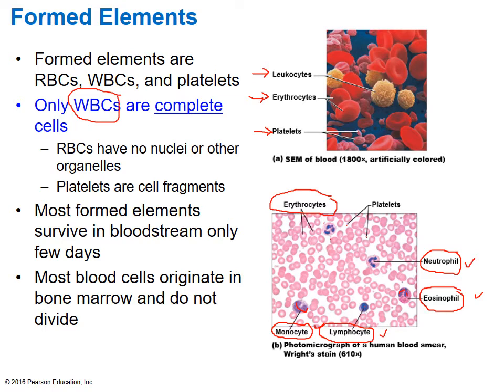Most blood cells will originate from the bone marrow and they do not divide, so we see that throughout our lifespan we will rely on stem cells within the bone marrow to consistently produce our formed elements.